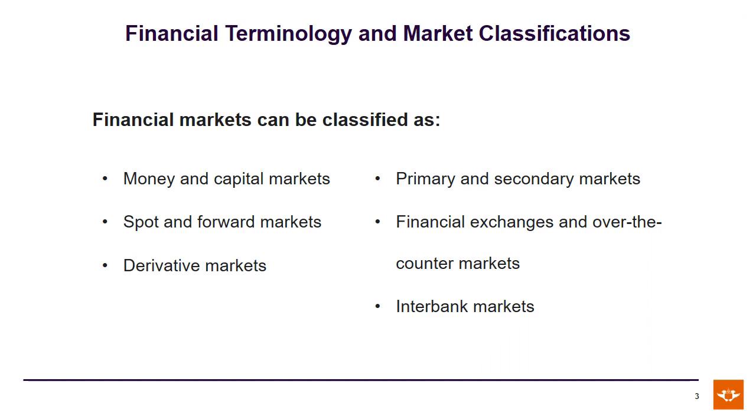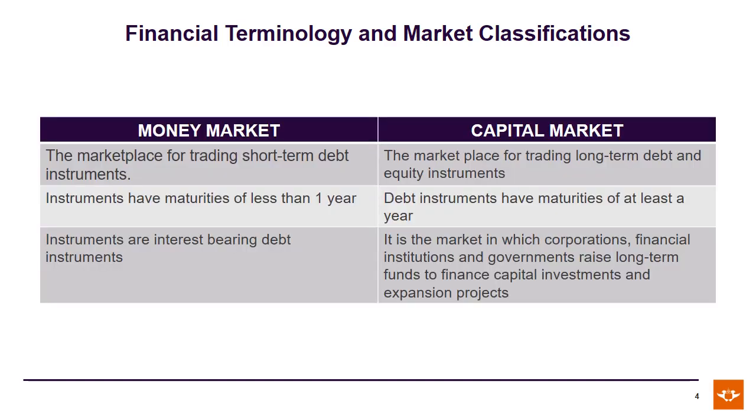Now we're going to talk in a little bit more detail about the different market classifications for financial markets. Looking at financial markets, they can be classified as money and capital markets, spot and forward markets, derivative markets, primary and secondary markets, financial exchanges and over-the-counter markets, and interbank markets. We're first going to look at money market versus the capital market.